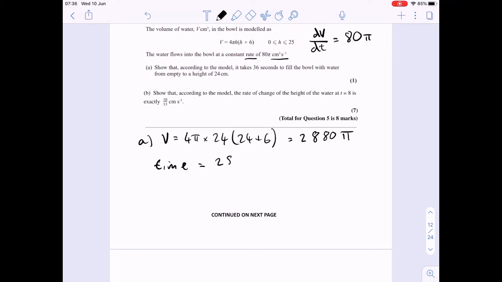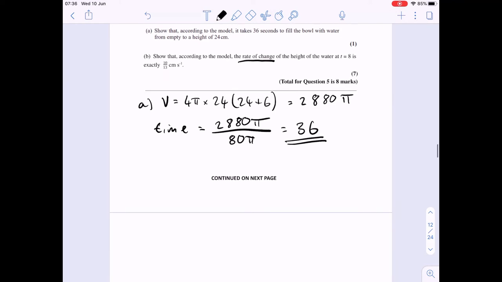Now if it's flowing in at a constant rate of 80 pi centimeters cubed per second, time is going to be this volume divided by 80 pi, which comes out to be 36. Okay, show that according to the model, the rate of change of the height, so again, rate of change is going to be a differential equation of the height of the water. So we're looking at dh by dt.